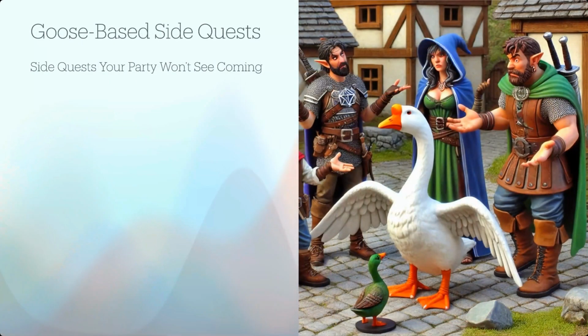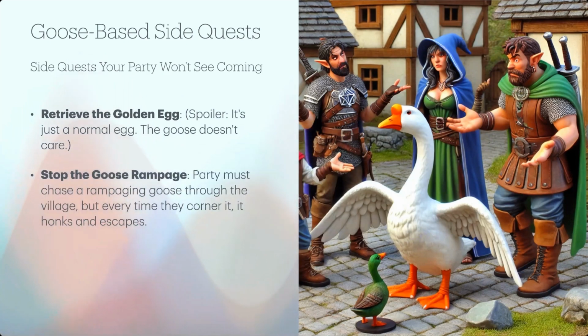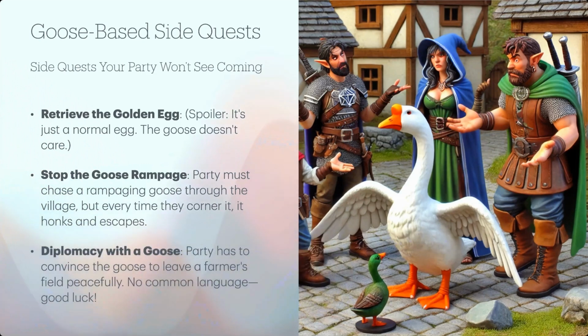So, as a GM, how are you going to use the goose? Well, of course, you've got side quests that your party won't see coming. Up first, retrieving the golden egg. Spoiler, it's just a normal egg, but the goose doesn't care. Stopping the goose rampage. The party must chase a rampaging goose through the village, but every time they corner it, it honks and escapes. What are you going to do? And last but not least, diplomacy with the goose. The party has to convince the goose to leave a farmer's field peacefully, but you have no common language, so good luck with that.